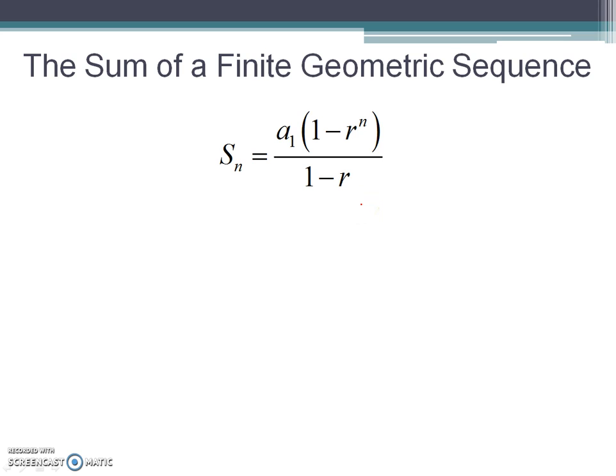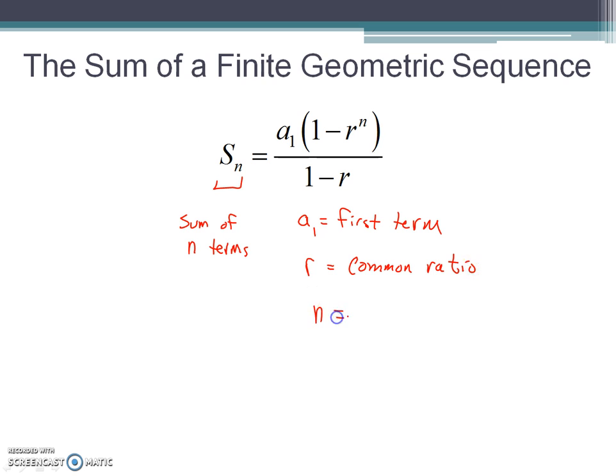With all these things, we need to find values of the sum of n terms, which is S sub n. A sub 1 is, of course, our first term, just like it's always been. R is the common ratio of your geometric sequence. And n, of course, is the number of terms you're adding. Plug them in and go. So let's take a look at a few.